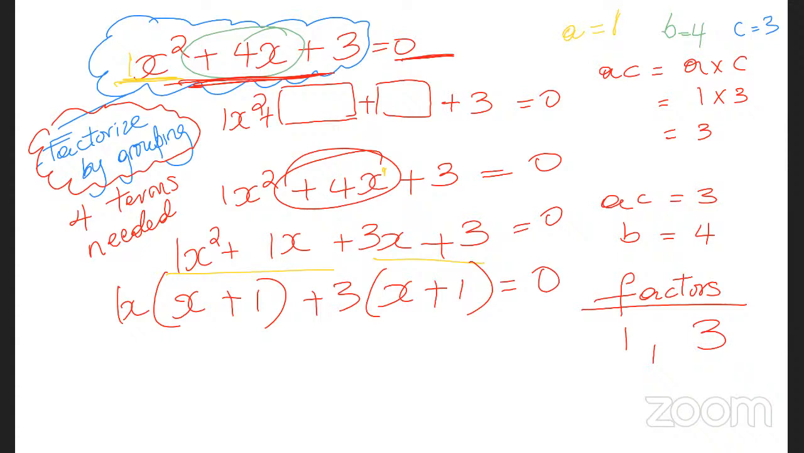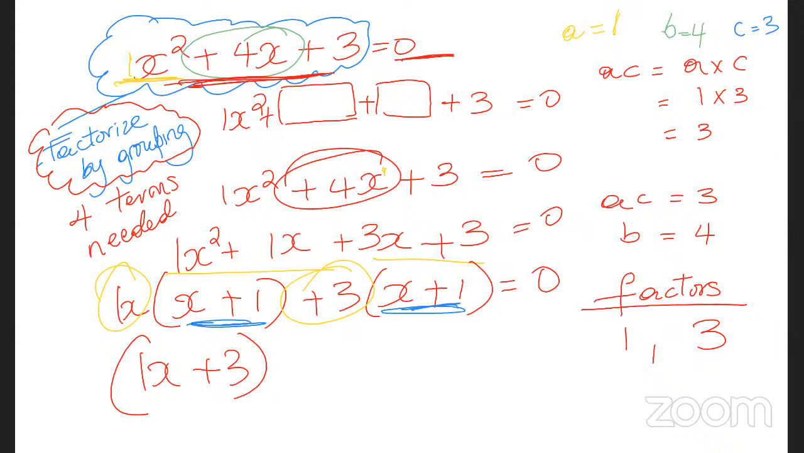Next step, 2 more steps, is to put what's outside of the bracket in one bracket by themselves. So we have 1x at the front, so 1x goes in a bracket, plus 3 there, plus 3 goes in a bracket. And then both of these brackets that remain must be exactly the same. If they're not the same, there's some form of error. So you put it in a bracket by itself equals 0.